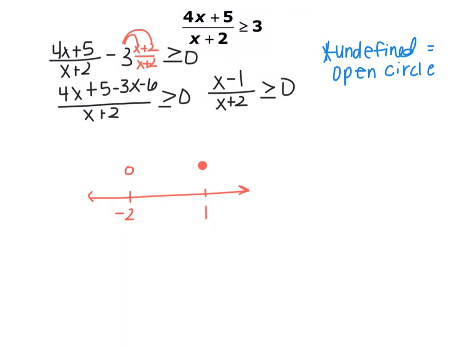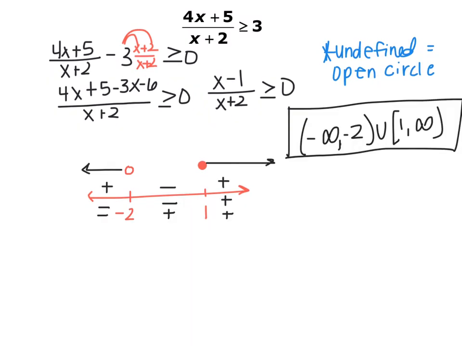No matter whether it's or equal to or not, it's always going to be an open circle. So now we want to test sections again, so go ahead and pause the video and find the answer to this inequality. So the first section is positive, you get a negative divided by a negative, then you have a negative, and then you have a positive. Because we want what's greater than, we want the sections that are positive, so negative infinity up to negative 2 not included, union 1 included up to infinity.